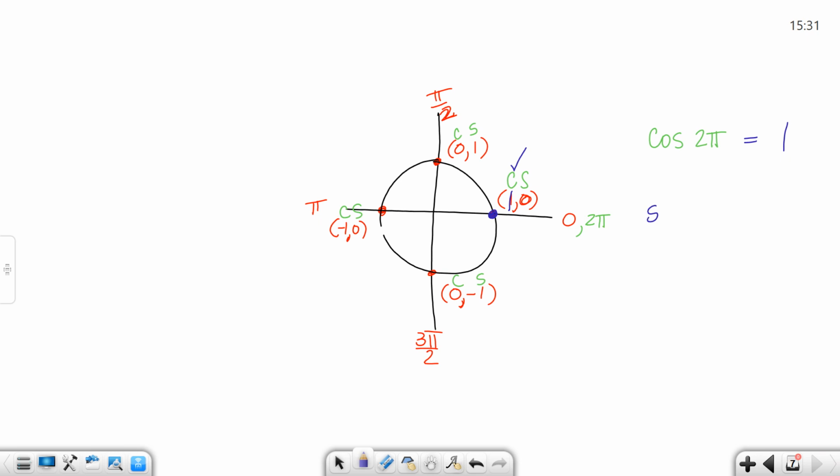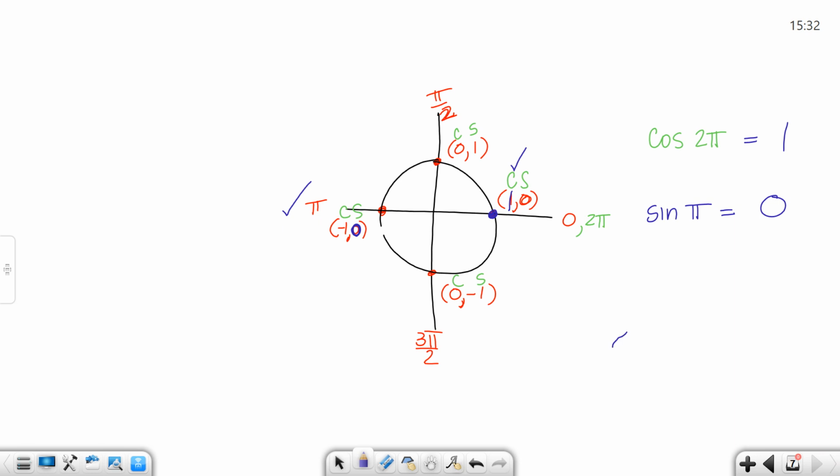Let's say I asked you, what is the sine of pi? Okay, well, pi is over here at 180. Here's the sine of pi right here. Sine is the S. So the sine of pi at this point would be 0. All you have to do for sine and cosine is use the unit circle points.